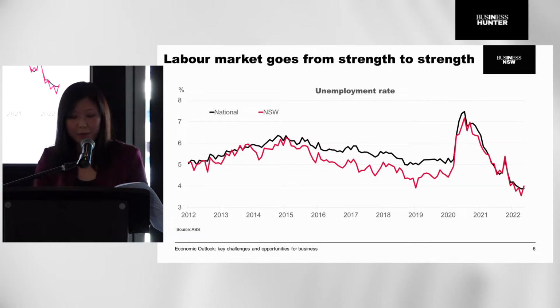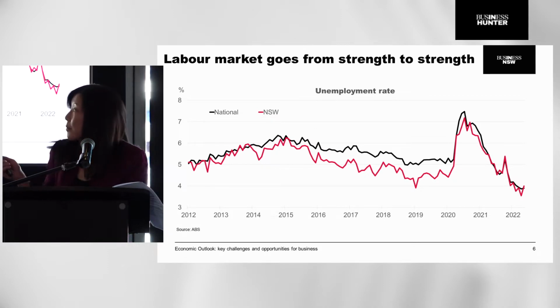But coming back to the unemployment rate, it has been trending downward since mid-2020, as you can see. The national unemployment rate has been at 3.9% since March this year, and I'm sure a lot of you know that this is a record low level. This is basically the lowest level since the monthly records began in 1978. And the New South Wales unemployment rate has a similar trend.